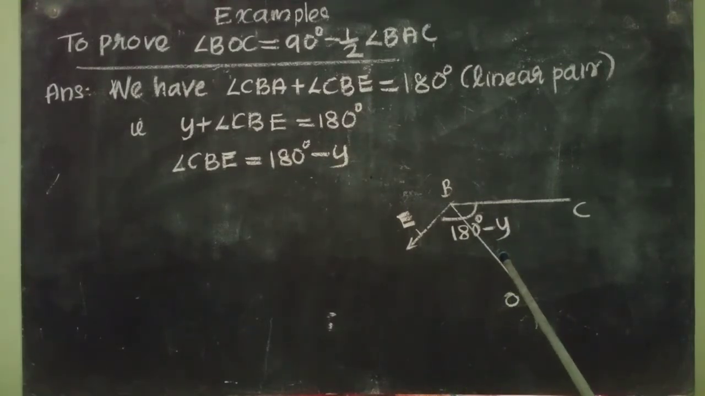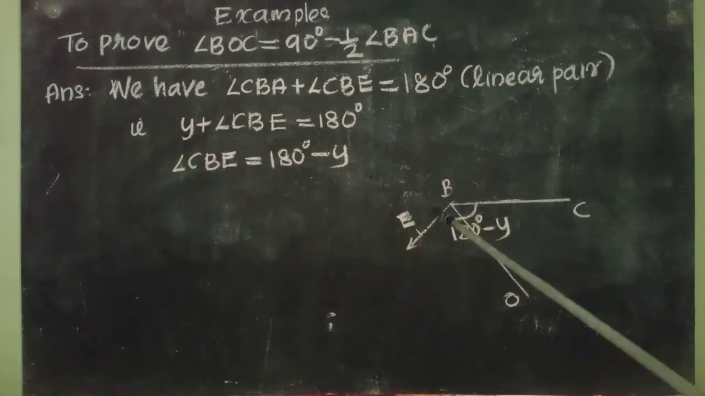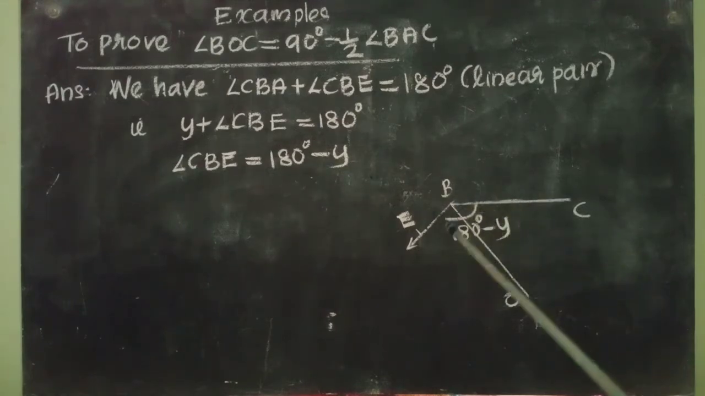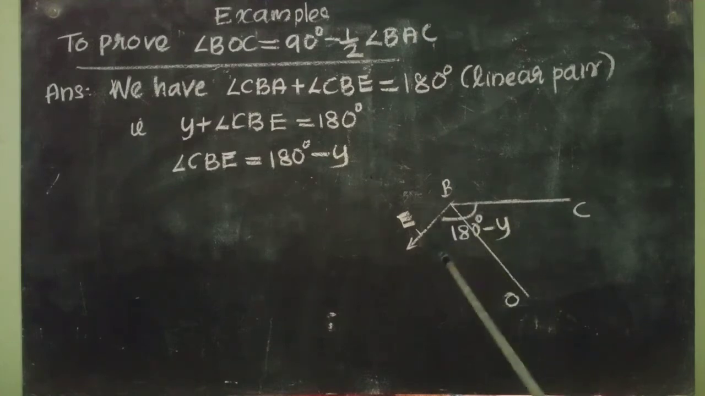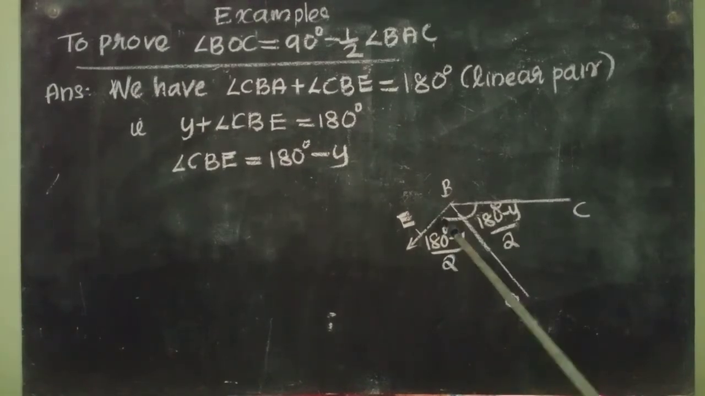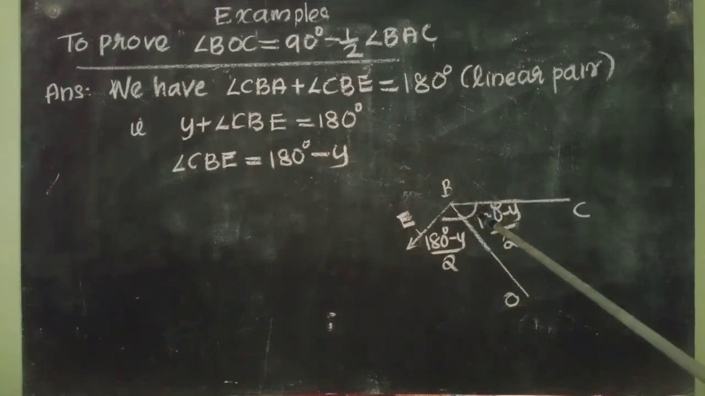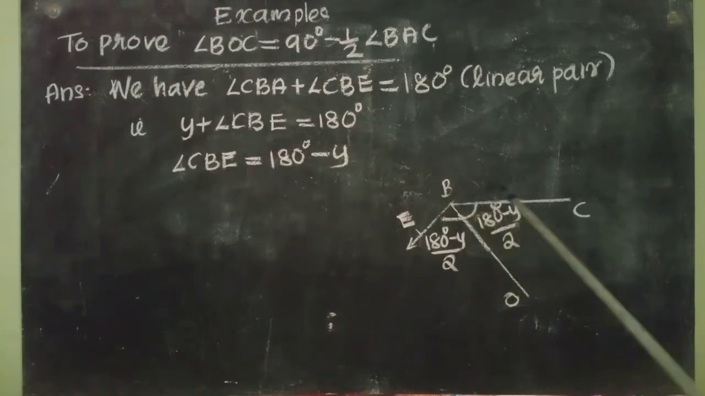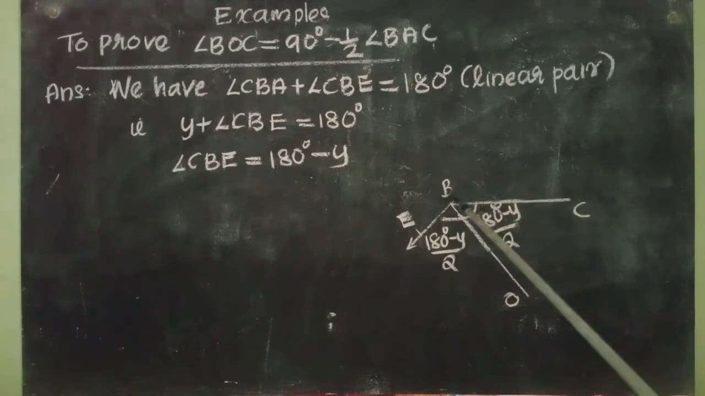Now you see the figure again. It is given in the question BO is the bisector of angle CBE. So these two parts are equal. Each part will be half of this 180 degrees minus Y. So we can say this angle is (180 degrees minus Y) by 2 and this angle also (180 degrees minus Y) by 2. So we need only this angle CBO. So let us write.